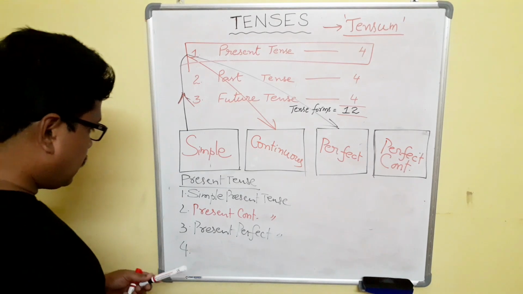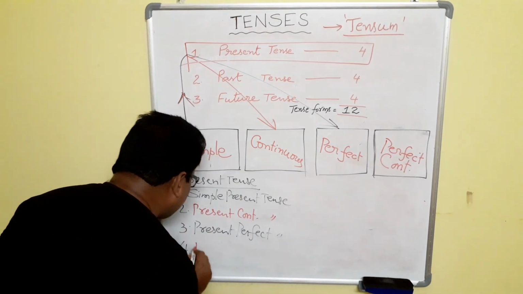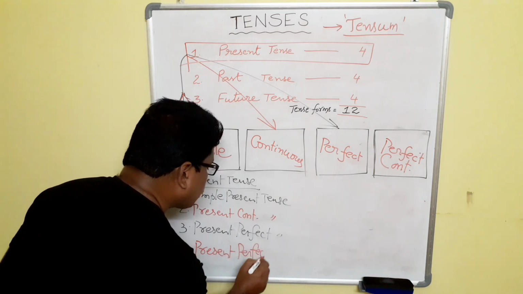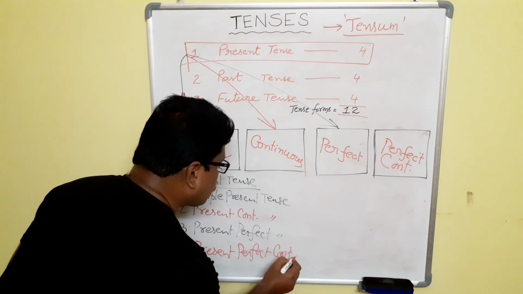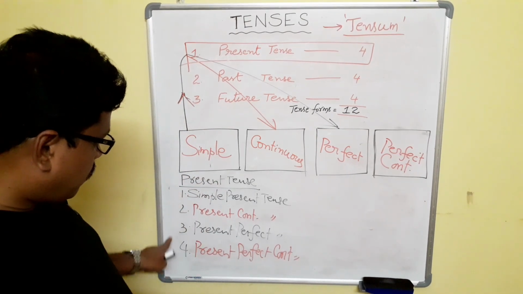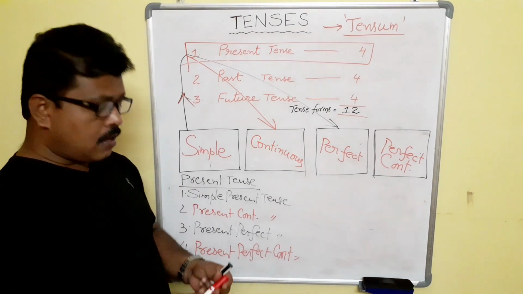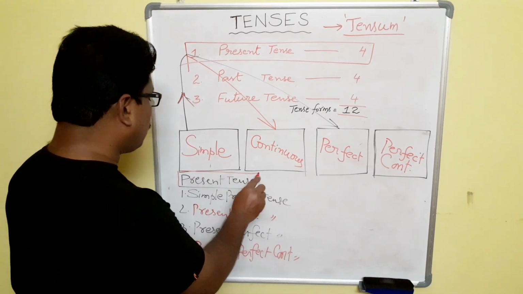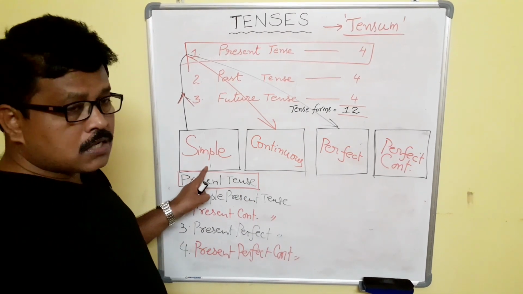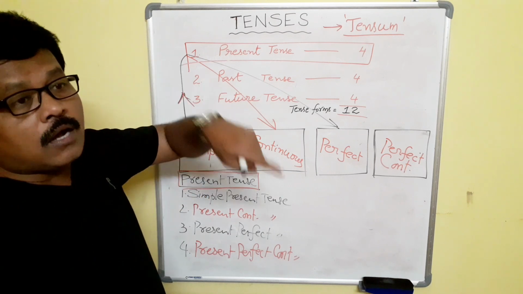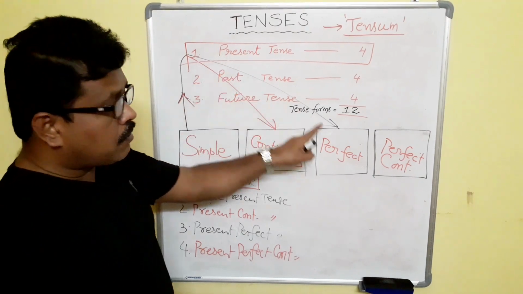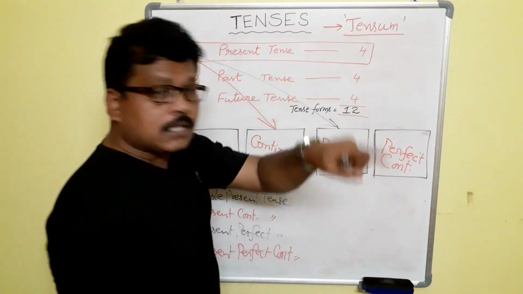The fourth one is present perfect continuous tense. Okay, right. In this way, we have obtained the 4 forms of present tense. So first you start from the bottom. Second time onwards, come from the top. Simple present tense, present continuous tense, present perfect tense, present perfect continuous tense.